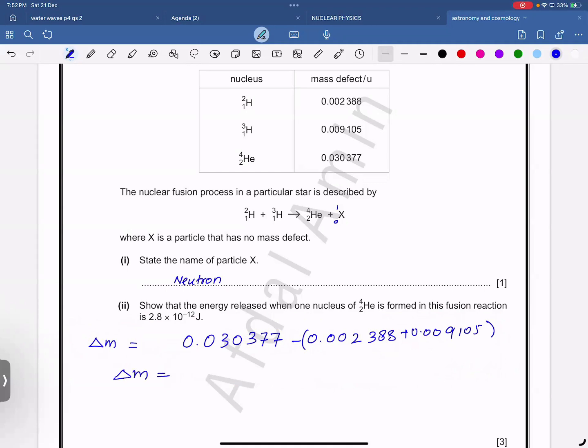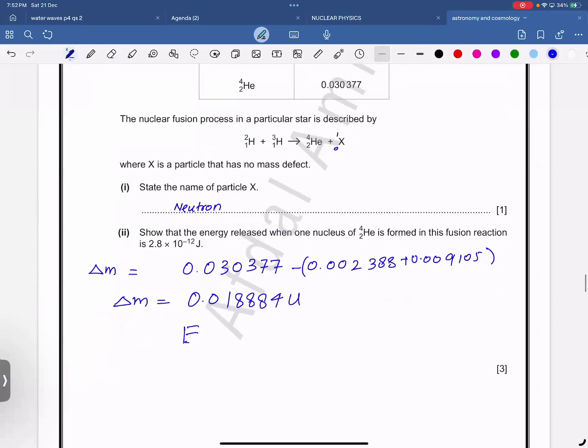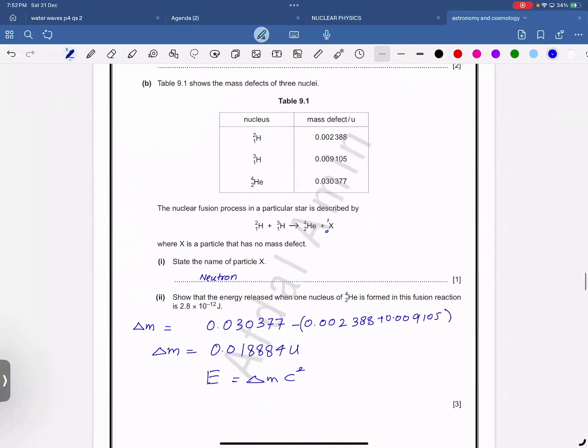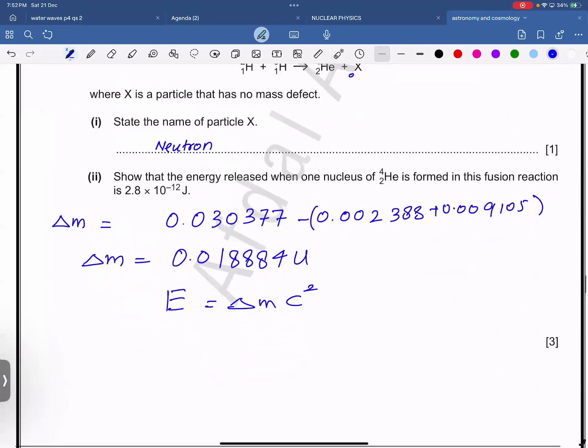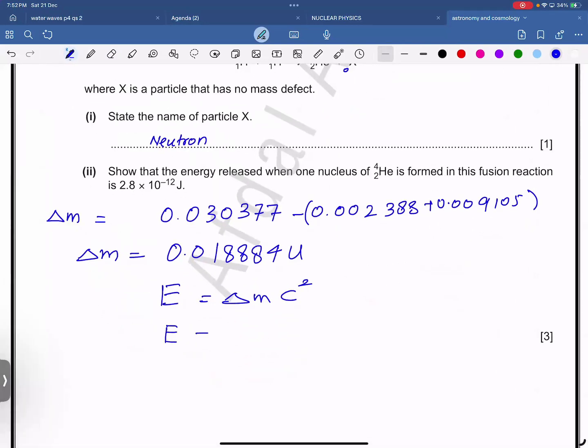Do not round, my dear students. E is equal to mc square. We have the mass defects. There is no mass defect for the neutron, okay? So give me the answer.